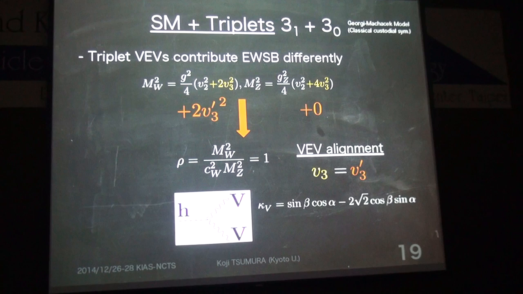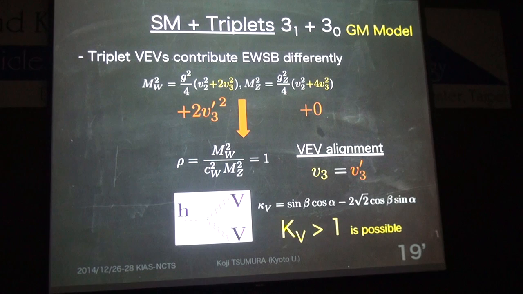And this model is so-called Georgi-Machacek model. And in this case, the kappa V factor is corrected this way. This is something similar to the two-Higgs-doublet model. In the two-Higgs-doublet model, this factor is sine beta cosine alpha minus cosine beta sine alpha, then sine of beta minus alpha. But because of the large isospin charge, this factor is different from 1. This is a typical projection of higher isospin multiplet. And in this case, this kappa V factor can be larger than 1. This is a typical prediction.